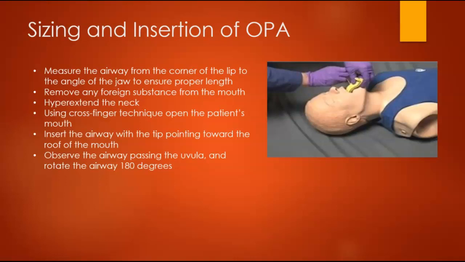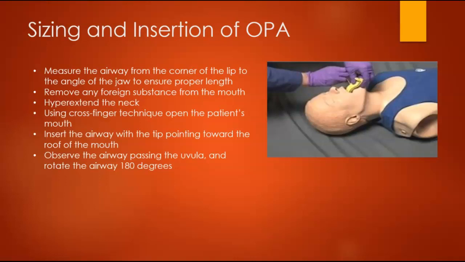Okay, so sizing and insertion, you want to measure the airway from the center of the lip to the angle of the jaw to ensure proper depth length, okay? Before you put it in, you want to remove any substances from the mouth, hyperextend the neck. They talk about this cross finger technique to open up the patient's airway. So it's just kind of like you would do to snap your fingers.